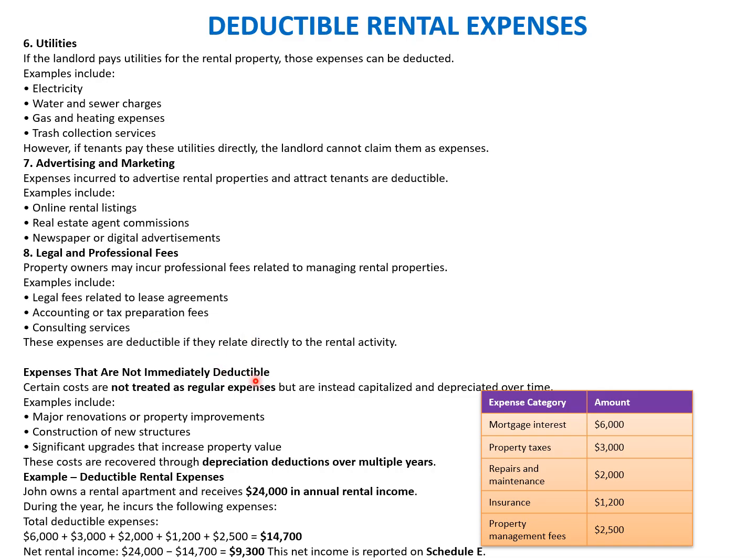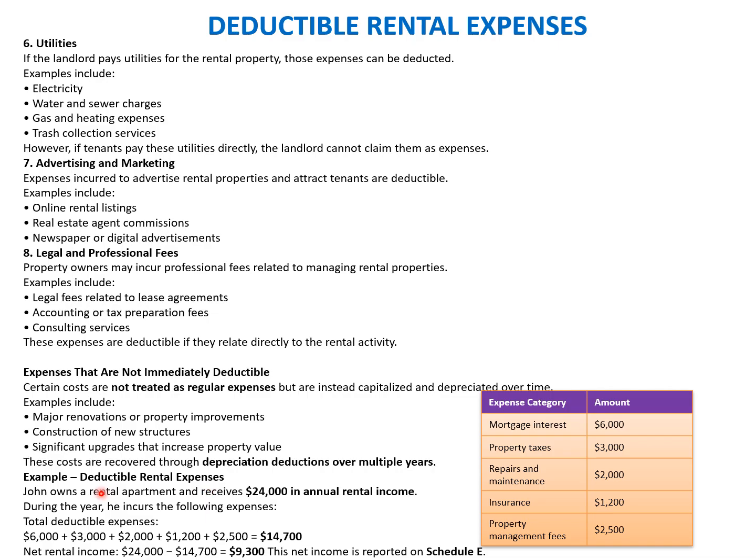Expenses which are not deductible are certain costs that are not treated as regular expenses but are instead capitalized and depreciated over time. These are expenses which are incurred, but they are not deductible in one go; they are deductible in a specific percentage or over the life of the property. Examples are major renovation of the property improvements, construction of a new structure, and significant upgrades that increase the property value. These costs are recovered through depreciation deductions over multiple years.